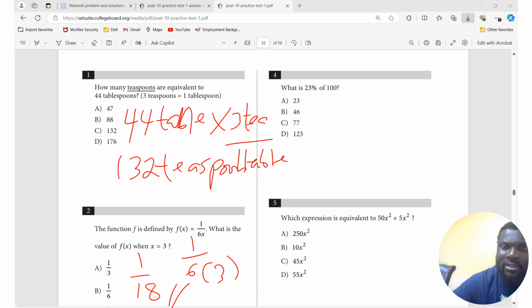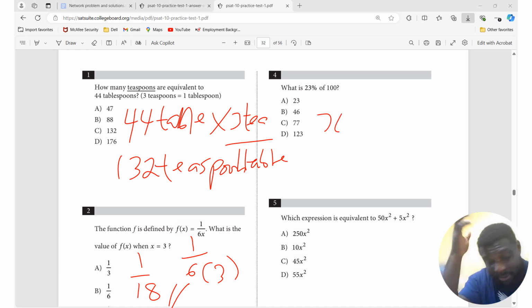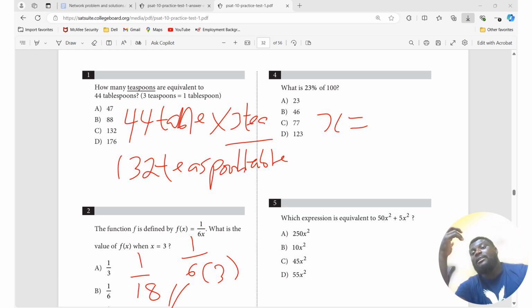Now let's go to the next question, which is: what is 23% of 100? Now, very straightforward. We need to understand some mathematical language here. So this question is saying that what is the same thing as saying x. That is, you are finding the value of something, and then is is equal. That is the mathematical language of is.